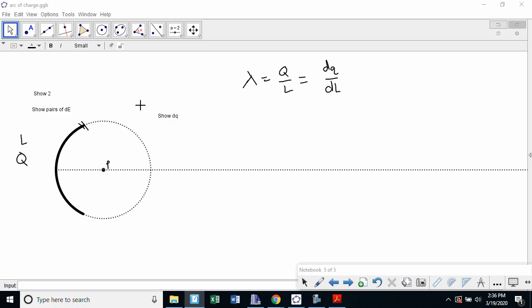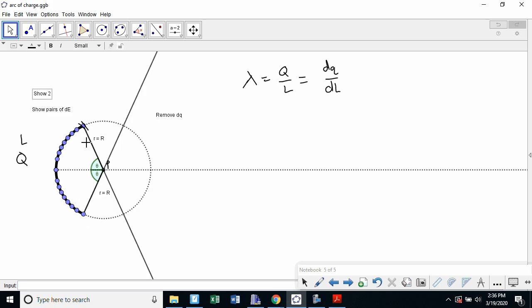So what I'd like to do is look at each of the little tiny charges, all the little dq's that make up this charge. And then I'd like to look at symmetric charges about the x-axis, right? The x-axis here goes right through the center of the charge, right through my point P. So I want to look at the contribution from each charge that's symmetric about the x-axis. So if I look at the contribution from the bottom charge there, I get a little tiny dE, and the contribution from this top charge, I get a little tiny dE this way.